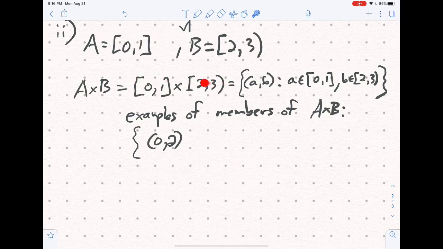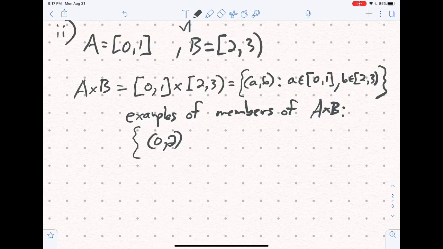Similarly, this set, the interval from 2 up to 3, which includes 2 and doesn't include 3, it includes all of the infinitely many decimals in between 2 and 3, including 2, but not including 3. Okay, so this is an infinite set, this is an infinite set, and the product of them is going to have infinitely many things in it. So I've given one of the things, which is (0, 2). I strongly encourage you to pause the video now and just write down 10 more examples of things that are going to be in this A times B.